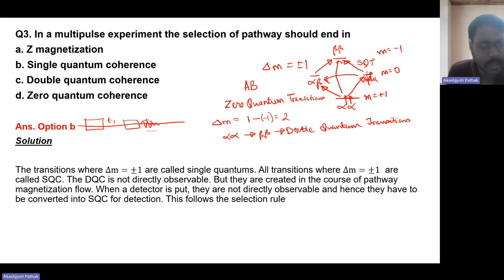The double quantum coherence is not directly observable, but they are created in the course of pathway magnetization flow. So that is what I was explaining, that in this evolution period, there are these double quantum transitions and zero quantum transitions. These are created during this flow of magnetization, but they are not directly observable. So when a detector is put, they are not directly observable, and hence they have to be converted into single quantum coherence for detection. So this rule, this del m equal to plus minus 1, is called the selection rule. Okay. I hope this is clear.